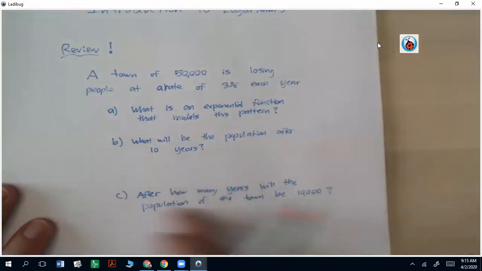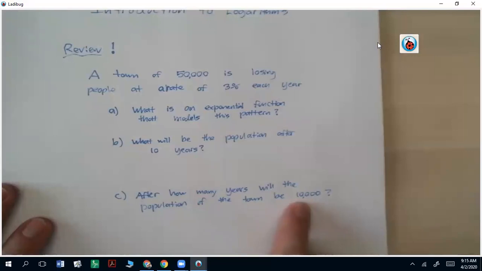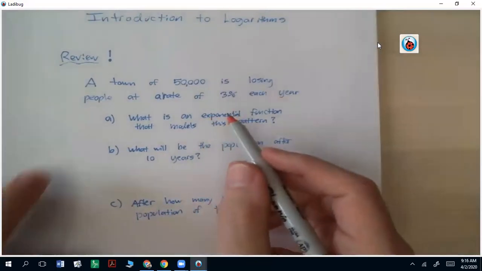And the third one, and this is something that we didn't do in the previous section, is how many years will it take the population to be 10,000 people? So this one's a little bit different because we're trying to figure out a time, and we hadn't done that yet. So let's start with the beginning.